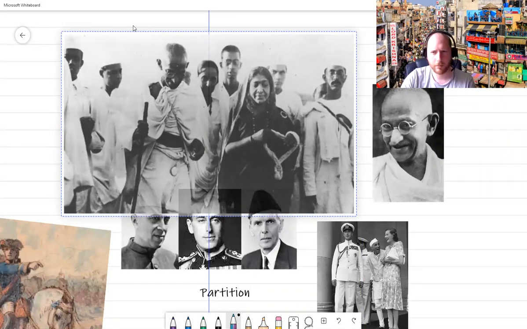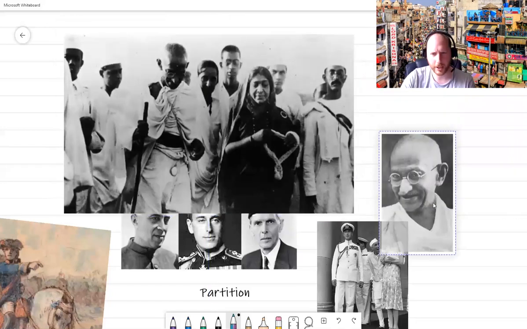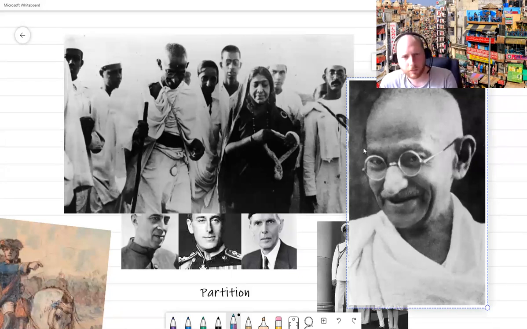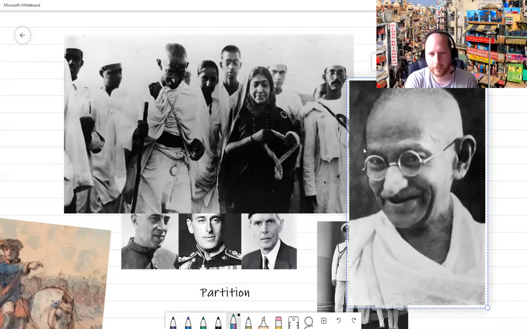Gandhi, often known as the father of the Indian nation. Here's a better one, but you can't really see his face in that one, can you? But here's a better one. So here's Gandhi. Gandhi was a Hindu who went to London when he was a young man and learnt to be a lawyer, so he could speak English and was a very intelligent man, quite well off.